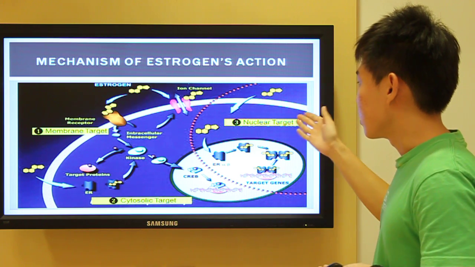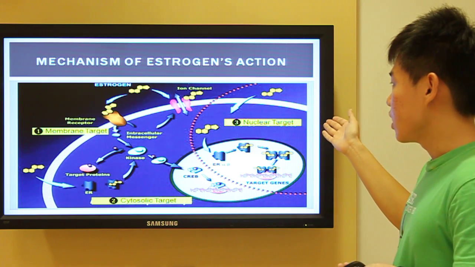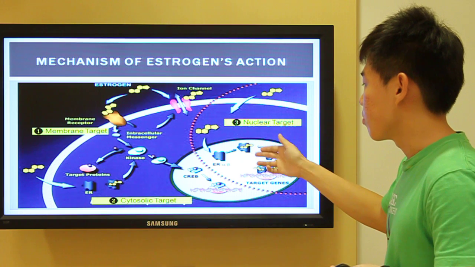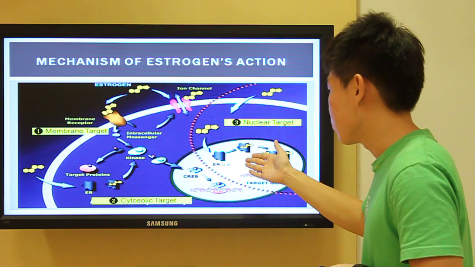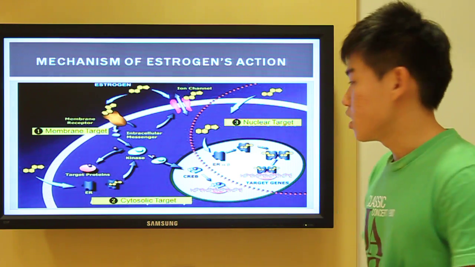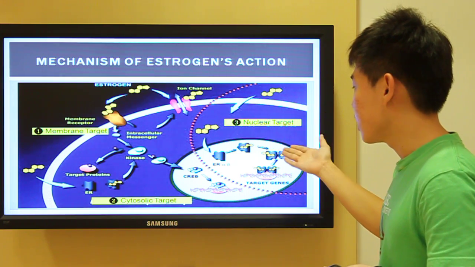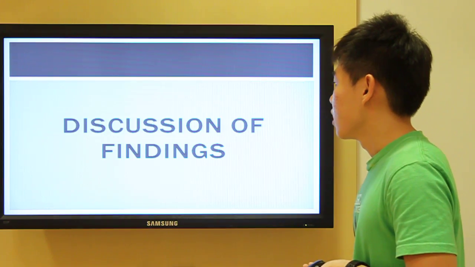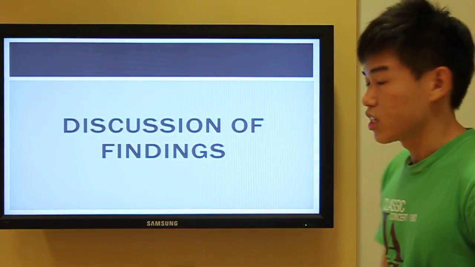For the third one, the nuclear target, the estrogen will directly diffuse through the nuclear membrane and bind to the estrogen receptors, which are alpha or beta, that we have looked at in our studies, directly regulating gene expression. Now we go to the discussion of findings.